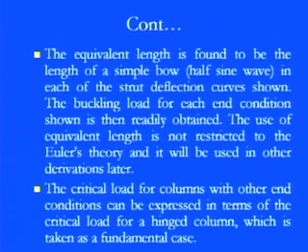The use of equivalent length is not restricted to the Euler theory, and it will be used in other deviations, which we are going to discuss later. The critical load for columns with other end conditions can be expressed in terms of the critical load for the hinged column, where the pin joints are there, which is taken as the fundamental case. As we started, if both ends are hinged or pin joints, then we see what exactly the column does, and then corresponding changes depend on the boundary conditions taken, like whether we have a pin joint or a fixed end.